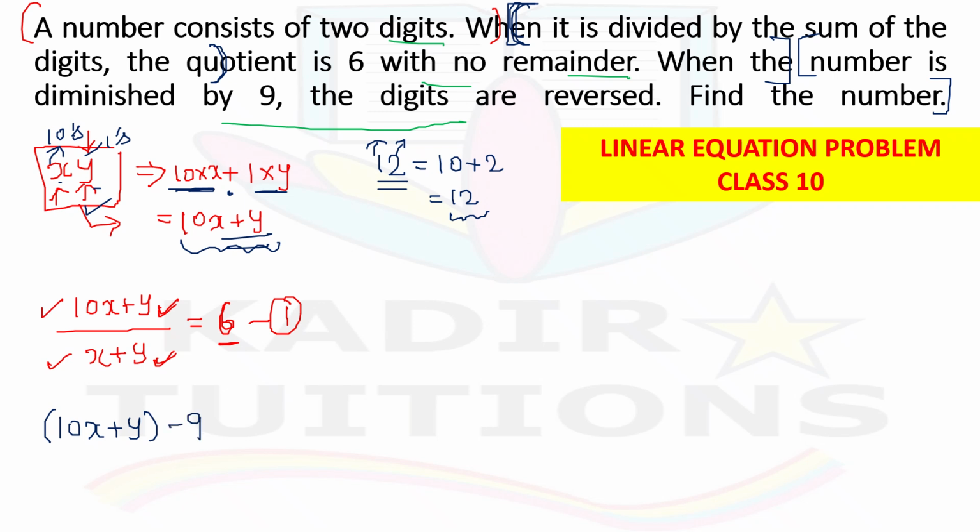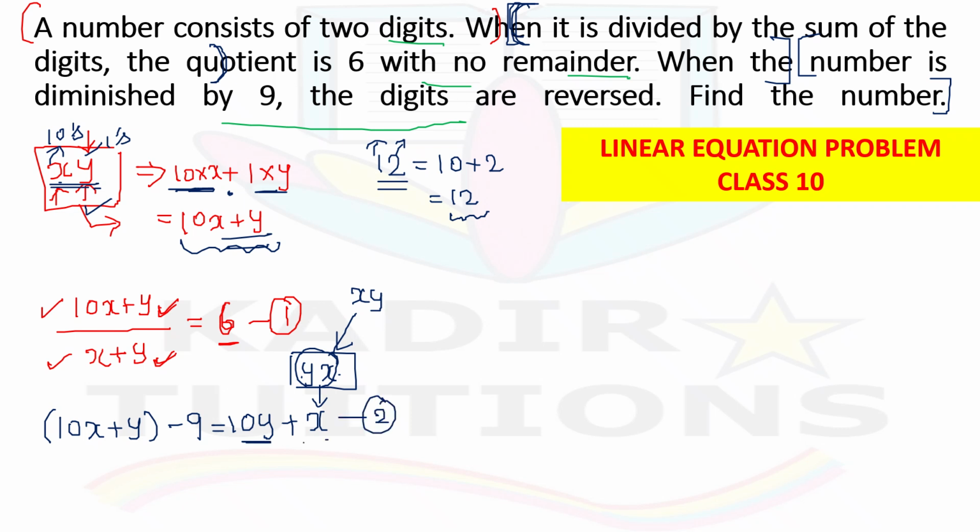Then the digits are going to get reversed. It means that instead of xy, that is, y in the ones place and x in the tens place, it is going to get reversed. In the tens place we will have y and in the ones place we will have x. Actually it is going to be like this, but as a value we can't write it like this, so we need to write 10y plus x. So the digits are reversed means initially the number is xy, now it has become yx, but as a value along with the place value, I have written 10y plus x. So this is our second equation.